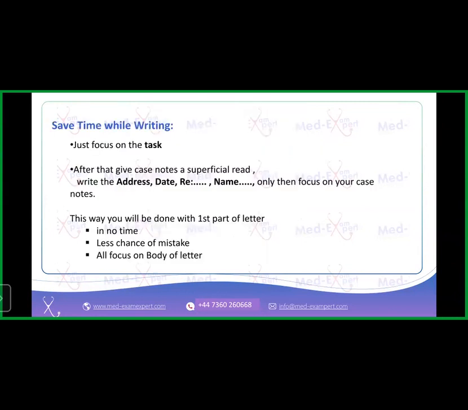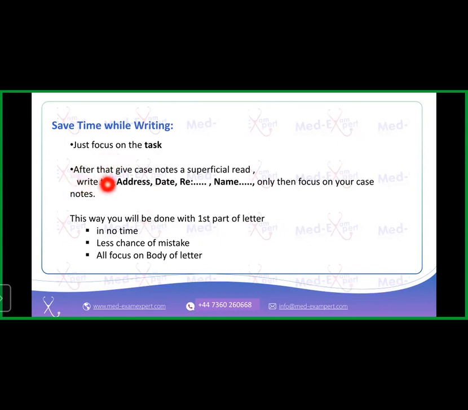So the next topic we are going to discuss is saving time while writing. First of all, you have to focus on the task. If you see the case notes, there is chronological information of the patient, of the disease, of the visits, and after that the task is written at the end of the letter. For example, it can be a referral letter, a discharge letter, or a transfer letter. They have clearly mentioned it, and you have to see what the task is.